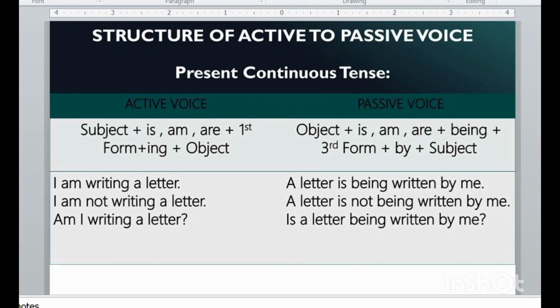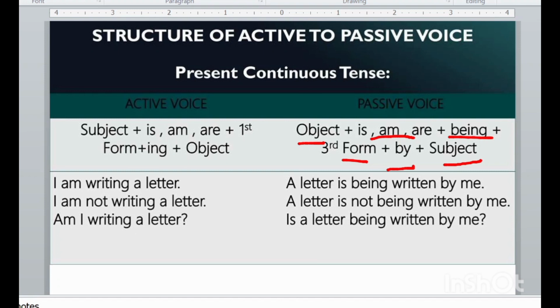For example, in active voice: subject plus is/am/are plus first form of verb plus ing plus object. In passive voice, the object comes first, is/am/are is the same, and being is additional here. Third form of verb is the same, and by we already discussed in present indefinite, and the subject comes in the end, acting as receiver. Let's see the example.